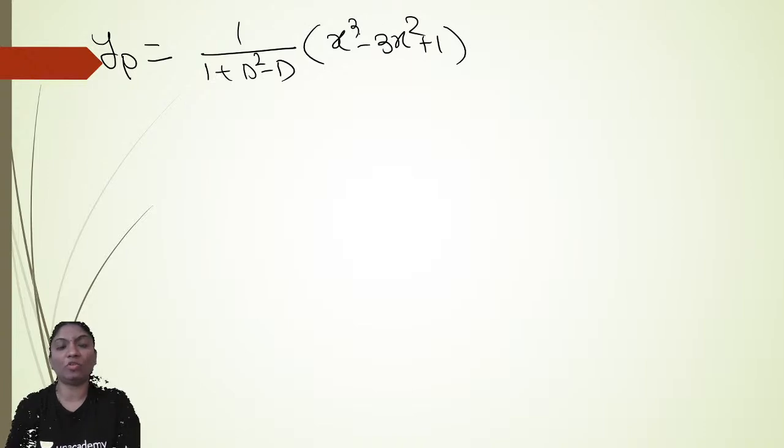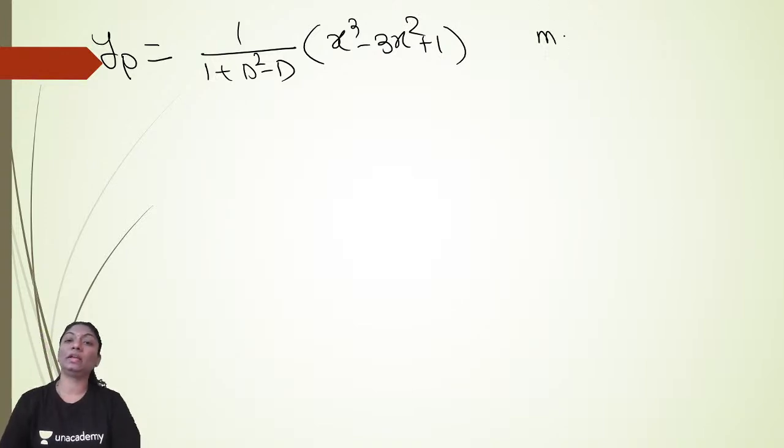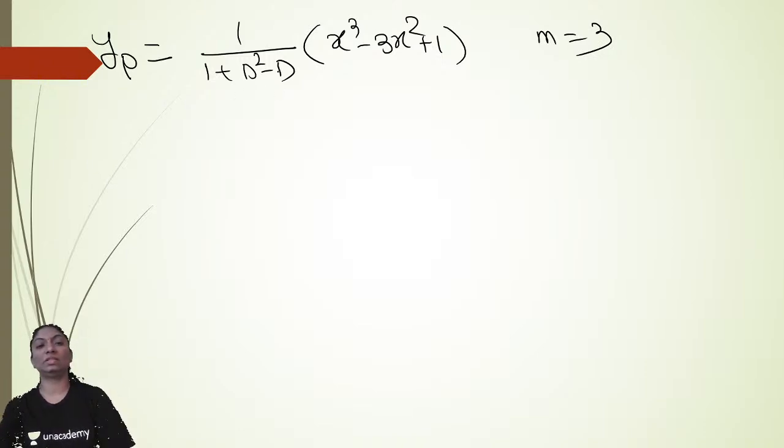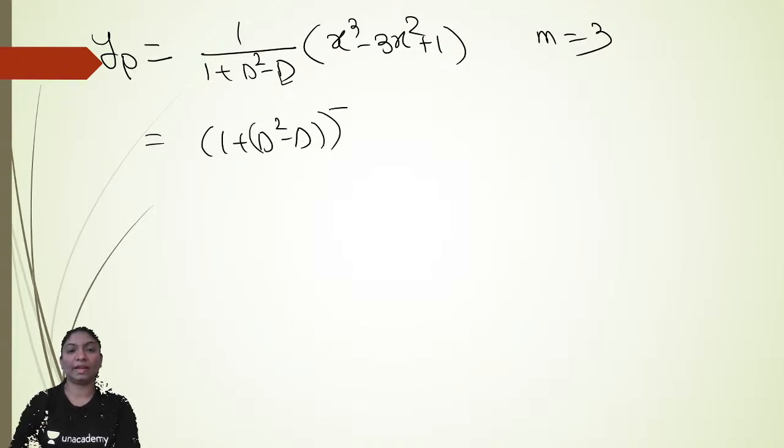Now what is the highest power of x here? Here the highest power of x, that is m, is equal to 3. So you will get m equal to 3. So 1 upon 1 plus d square minus d, you can write as 1 plus d square minus d bracket raised to minus 1.